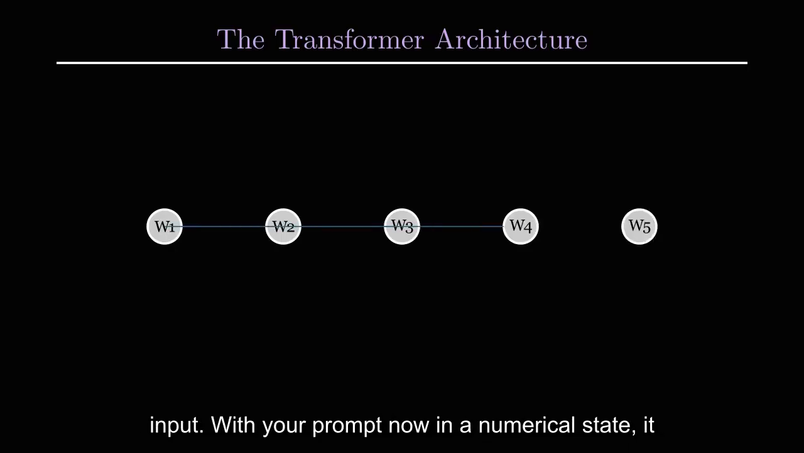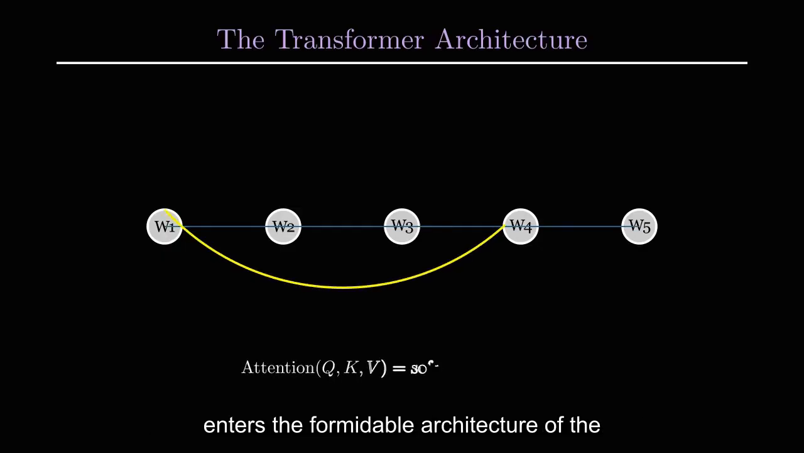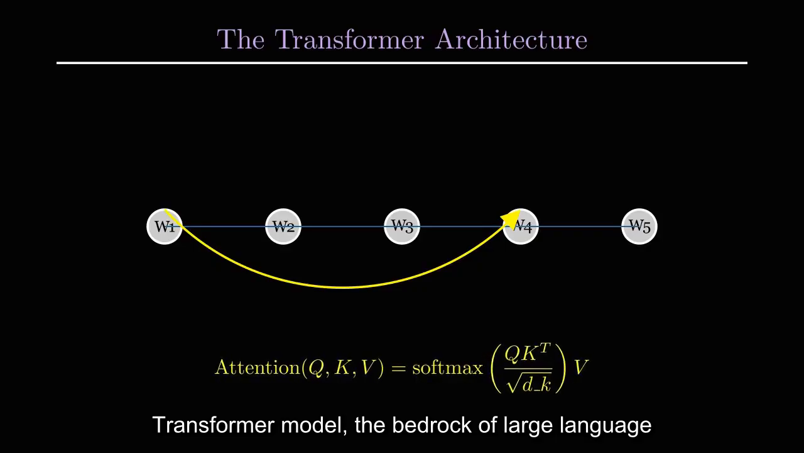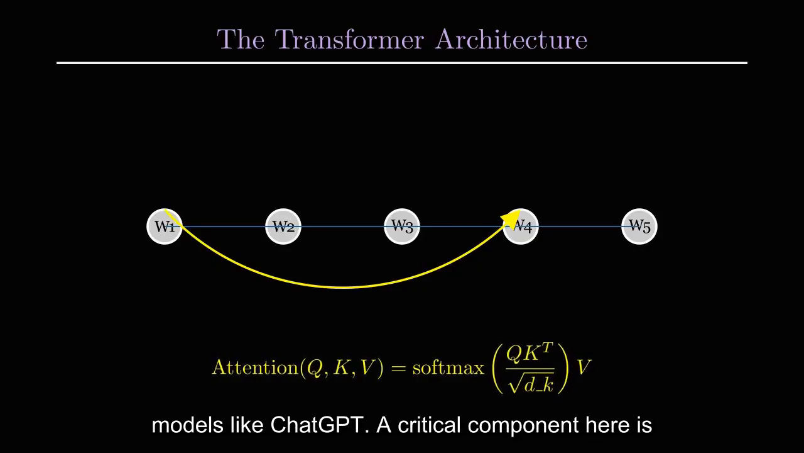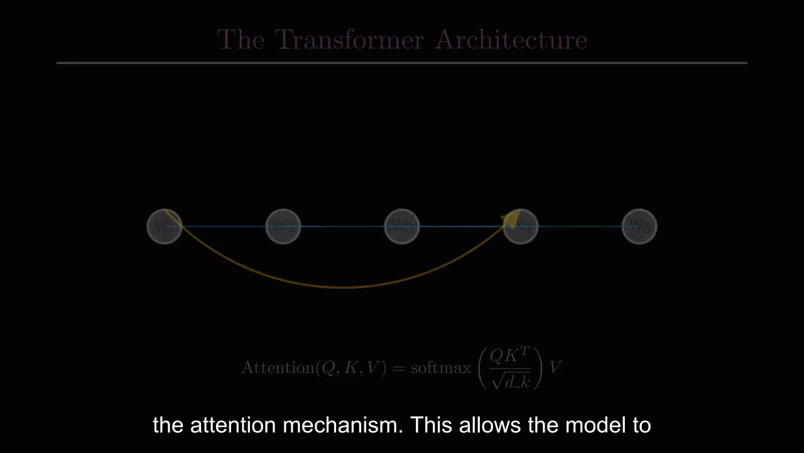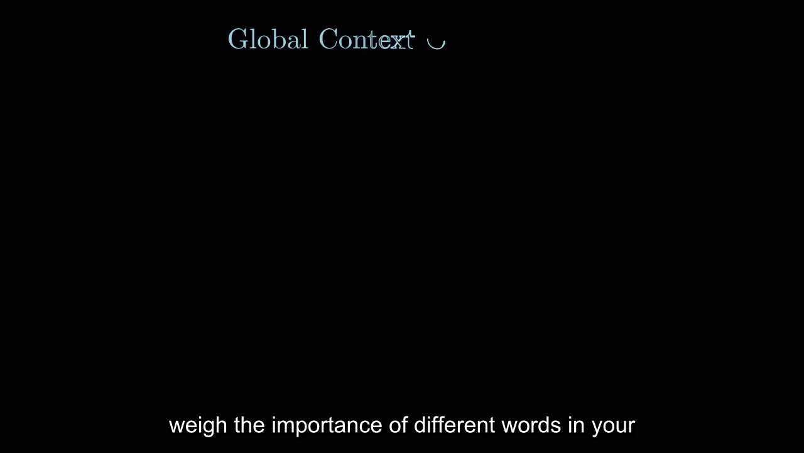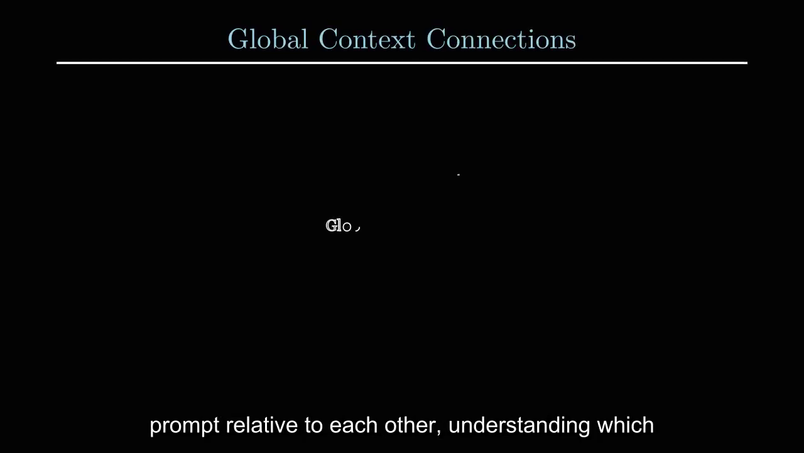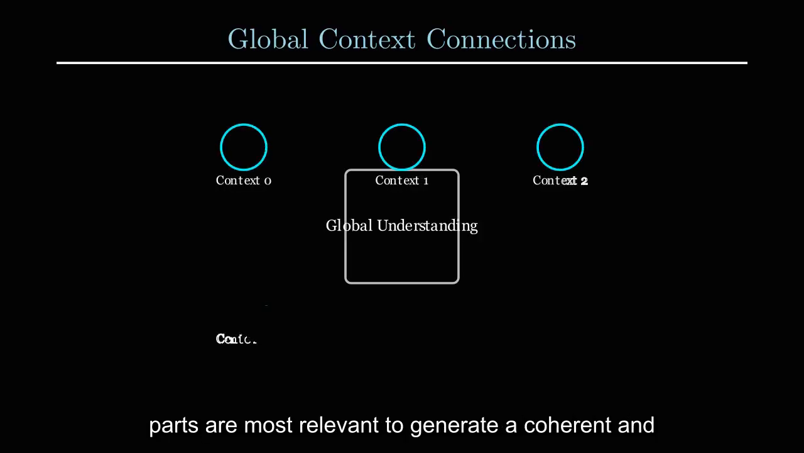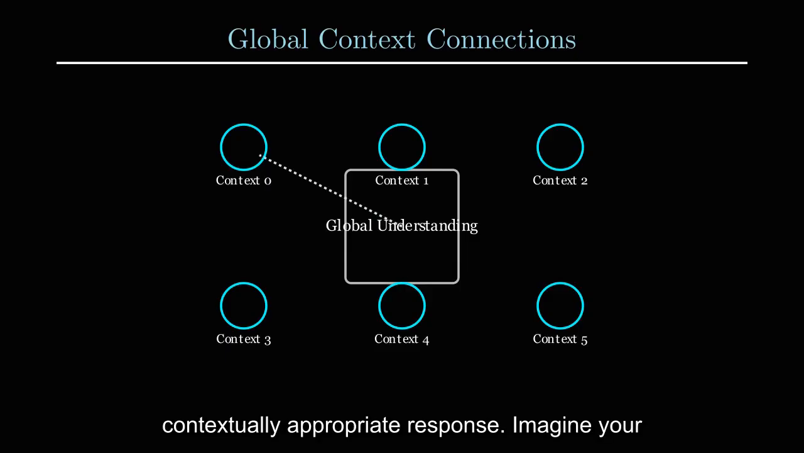your input. With your prompt now in a numerical state, it enters the formidable architecture of the transformer model, the bedrock of large language models like ChatGPT. A critical component here is the attention mechanism. This allows the model to weigh the importance of different words in your prompt relative to each other, understanding which parts are most relevant to generate a coherent and contextually appropriate response.